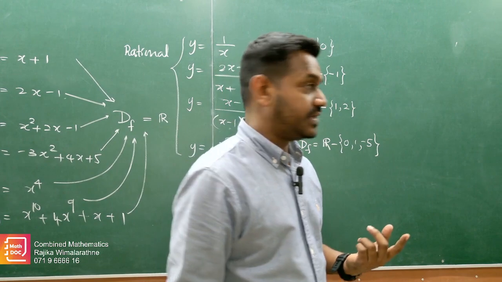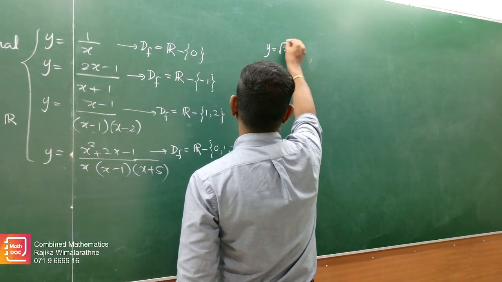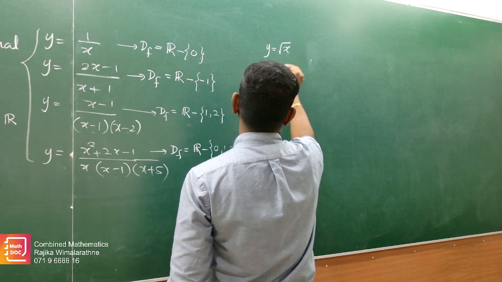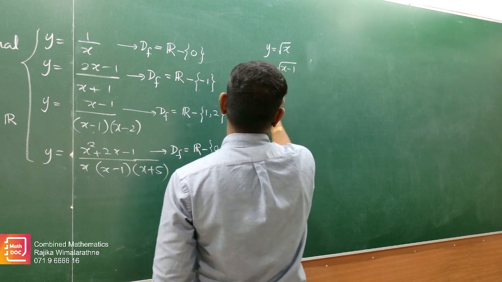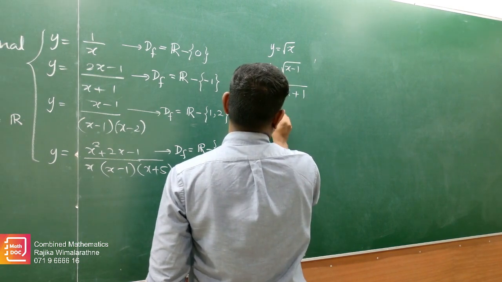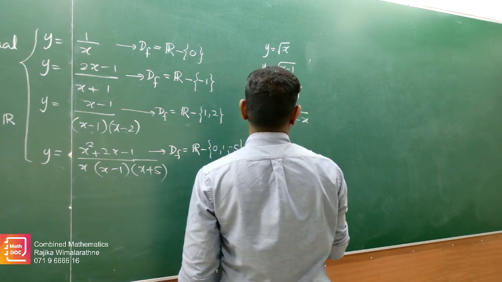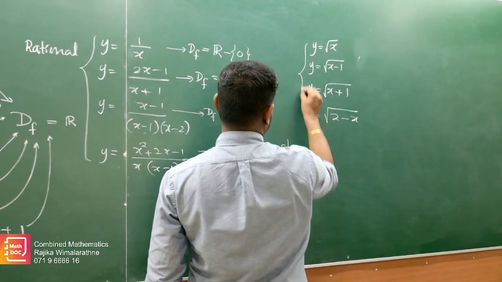Let's do another example. Consider y equals root x, y equals root of (x minus 1), y equals root of (x plus 1), y equals root of (2 minus x). Here these functions are irrational.